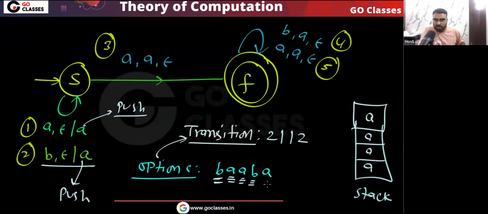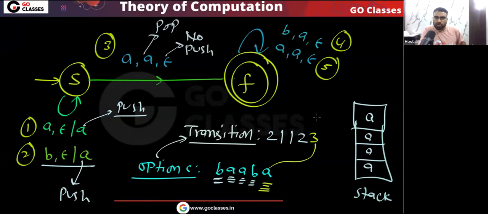Now what can I do, notice. For this A I can take transition 3. Yes or no? In transition 3, what will happen? This will be popped, and there is no push. So when you read this symbol, this will be popped. Now where am I standing? I am standing in the final state.